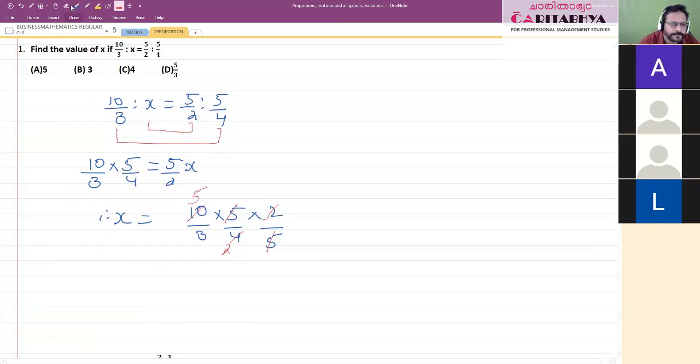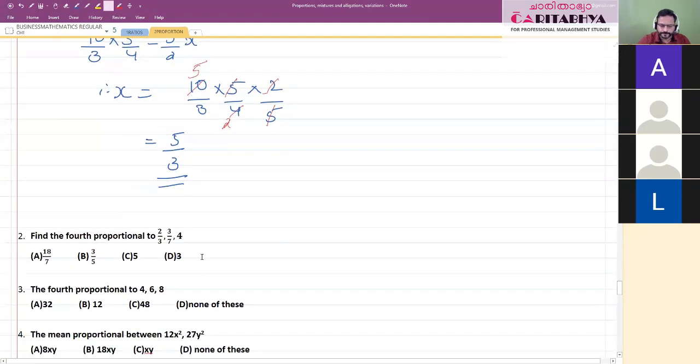Okay, try to answer. Five by 3. Answer is equal to 5 by 3. Product of extremes equal to product of means. This property says that if A is to B equal to C is to D, two ratios are equal, then to find the missing term, product of extremes will be equal to product of means. Clear? Yes, sir.